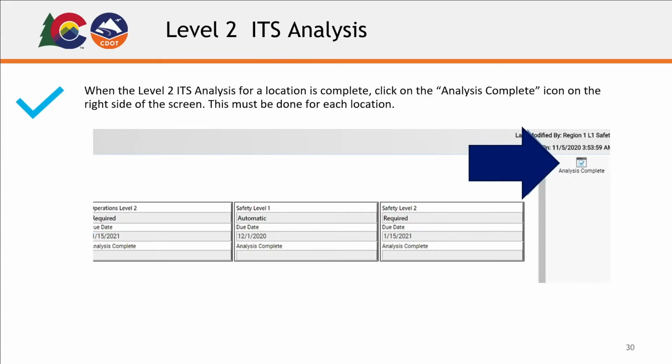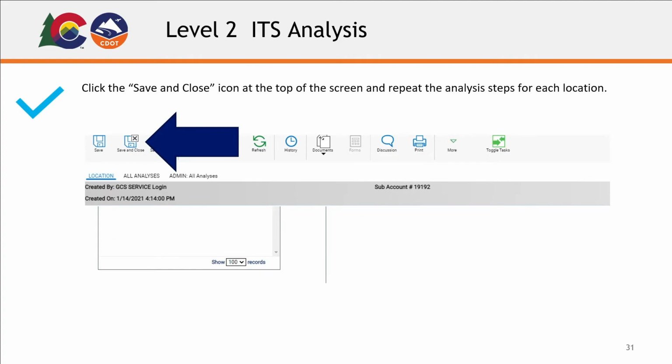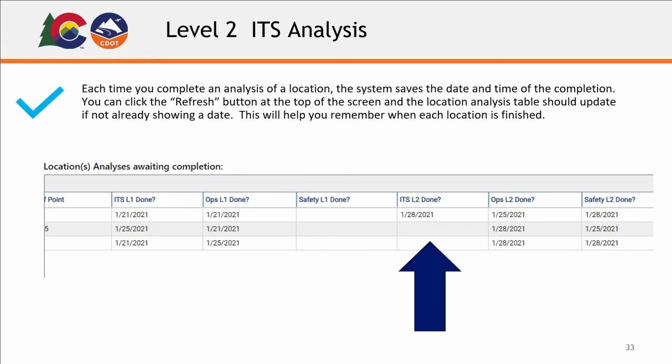When the Level 2 ITS analysis for a location is complete, click on the Analysis Complete icon on the right side of the screen. This must be done for each location. Click the Save and Close icon at the top of the screen and repeat the analysis steps for each location. Each time you complete an analysis of a location, the system saves the date and time of completion. You can click the refresh button at the top of the screen and the location analysis table should update if not already showing a date. This will help you remember when each location is finished.